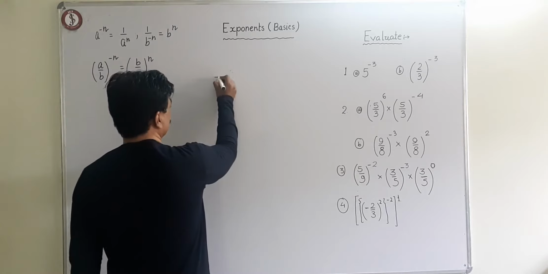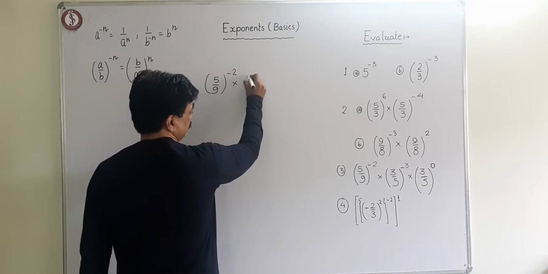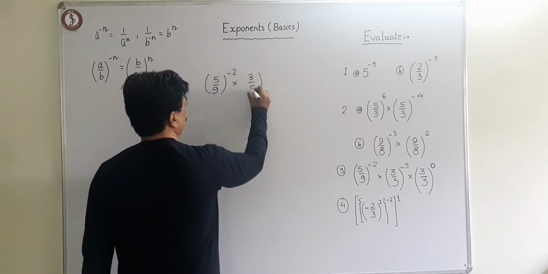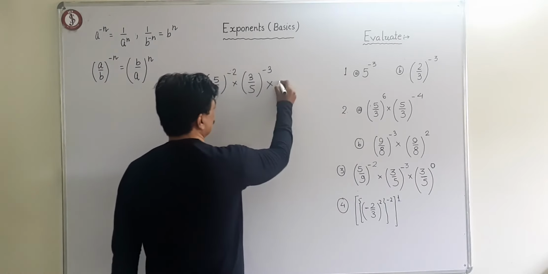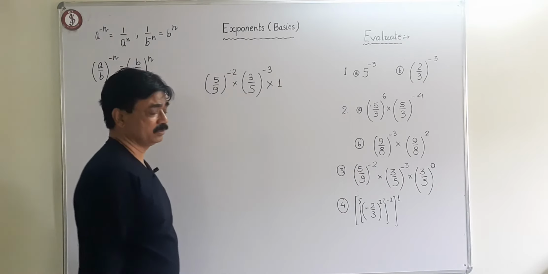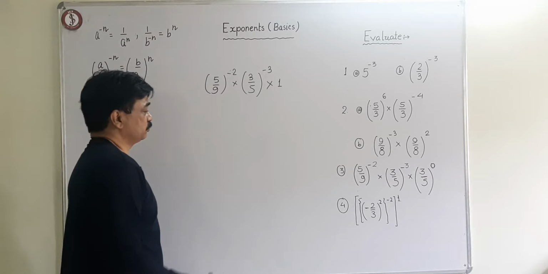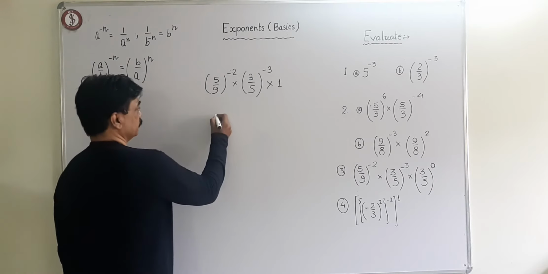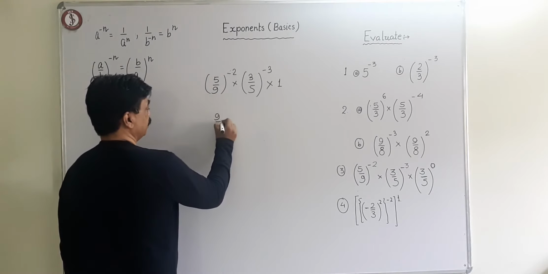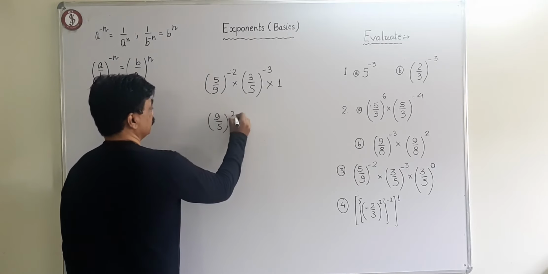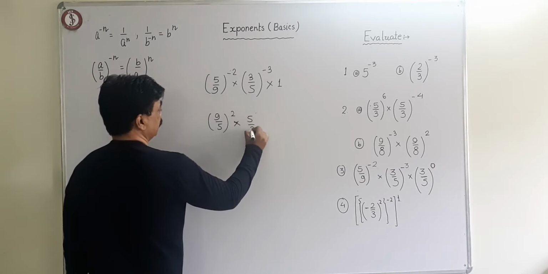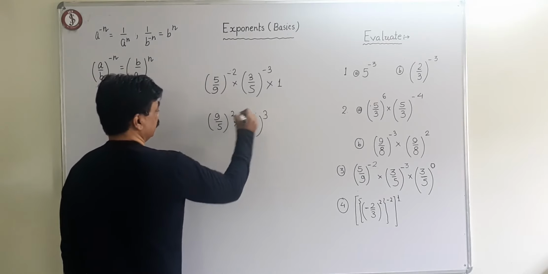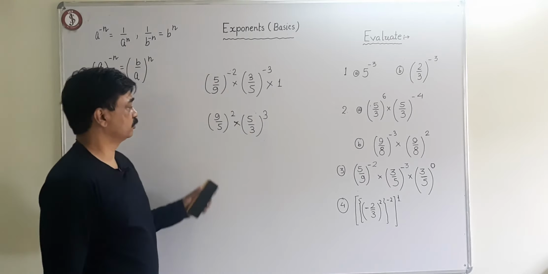This is (5/9) to the power minus 2, all the fractions are different, (3/5) to the power minus 3, and now into, this is anything to the power 0 is 1, so we don't have to care for that. Just put 1 over there. So what will happen? This will be (9/5) whole square, and this will be into (5/3) whole cube, and then you can expand and solve.